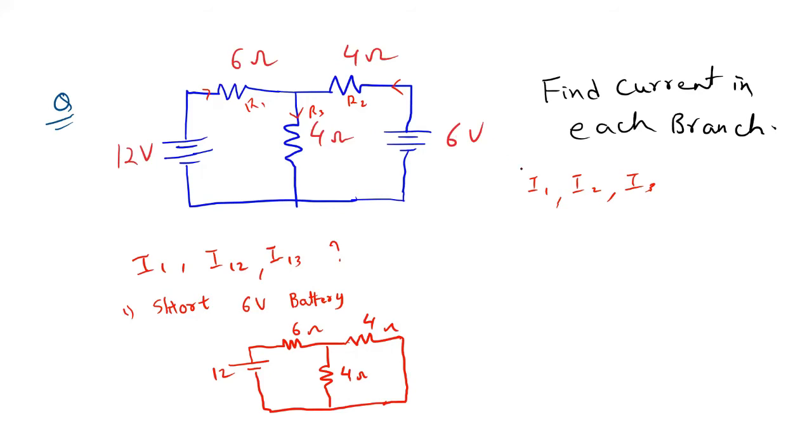Sir, 1.5. So you say I1 is 1.5 ampere. Okay. So this is like 4 into 4, 16 by 8, that is 2. 2 plus 6 is 8. So 12 by 8 is 3 by 2, so that is 1.5 ampere. That is correct. Now please find the current through these 4 ohm resistors. So what is my I13 and what is my I12?